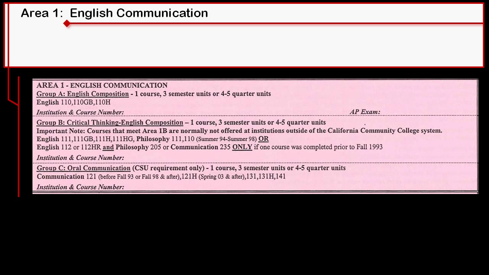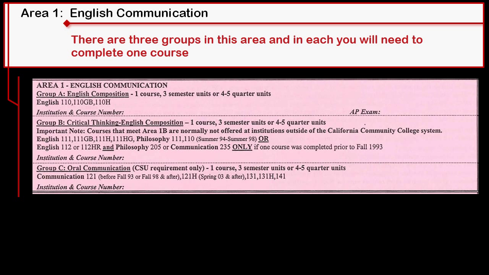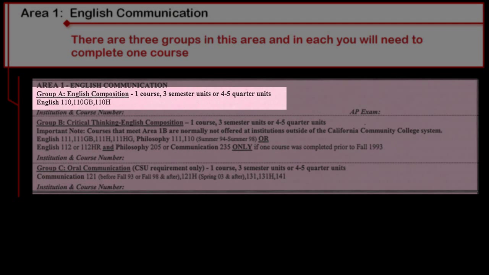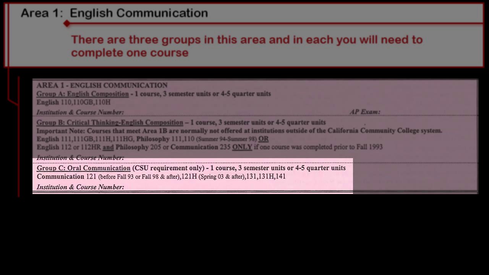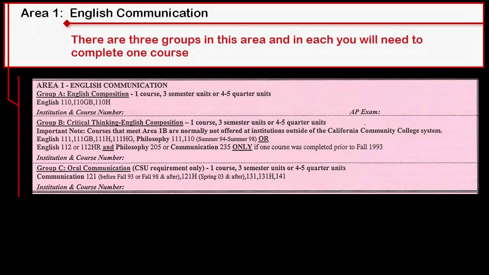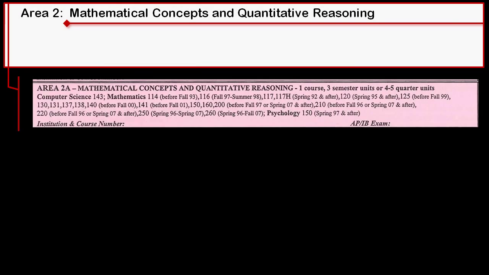Area 1 is the English communication area. There are 3 groups in this area, and in each one you will need to complete one course from those listed. Group A lists our required first semester English composition course. Group B is our second semester English composition and critical thinking course. And Group C is the oral communication group, which are primarily courses with topics such as public speaking, interpersonal, and group communication.